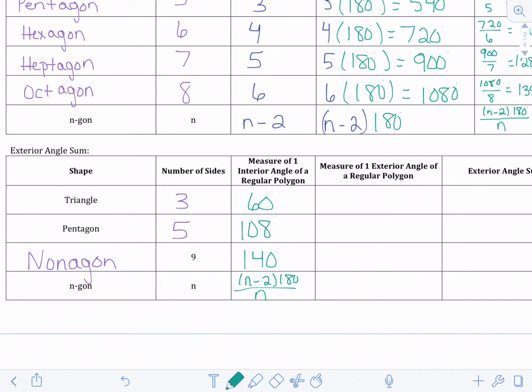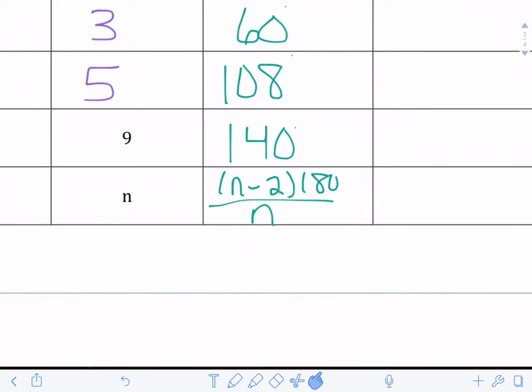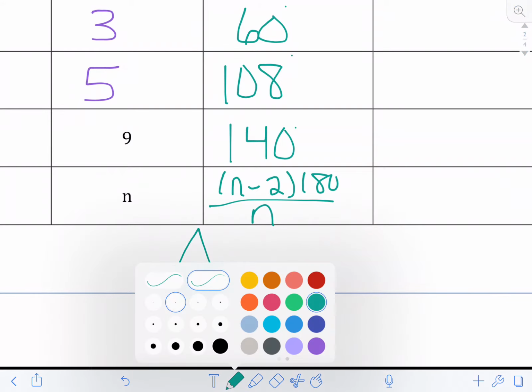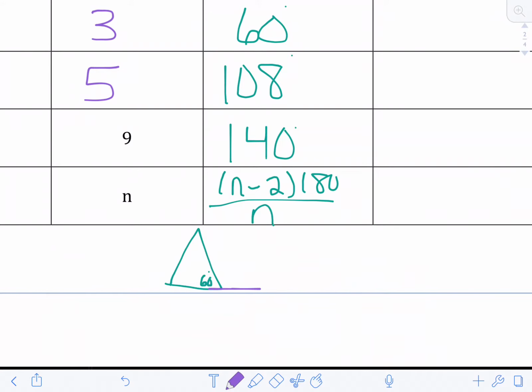Okay, so now to figure out how to get my exterior angle. I'm going to use the simplest shape that we have here, and that's a triangle. If this is 60 degrees, and I'm trying to figure out what my exterior angle is right here, what do I know about these two angles? What kind of relationship do they have? Well, they're a linear pair. They lie on the same line. Or you can look and say, hey, that's a straight angle. How many degrees are in that?